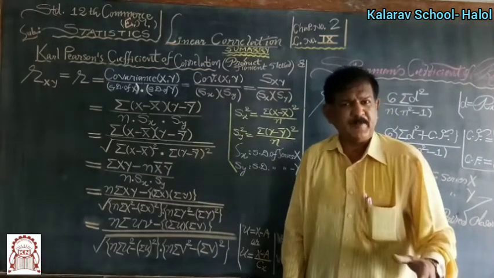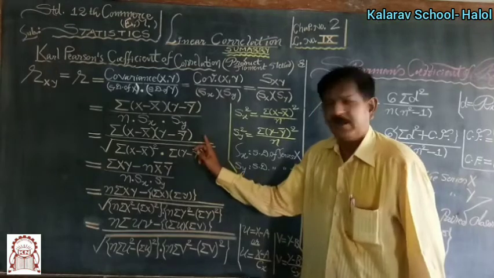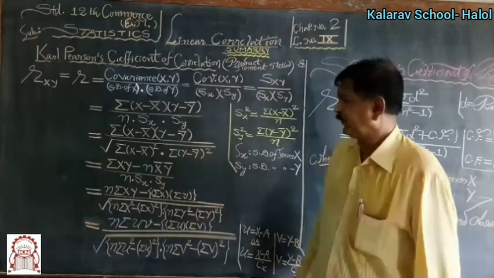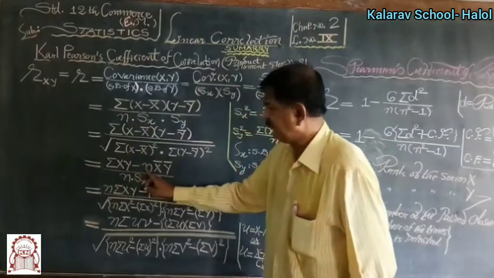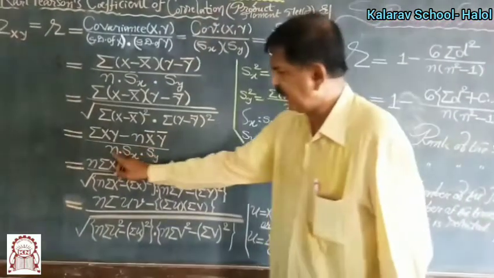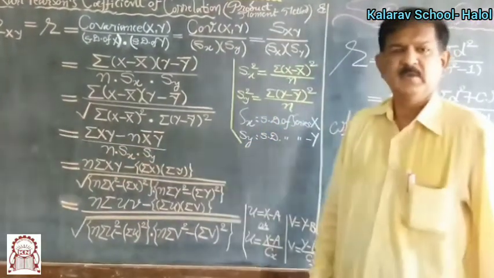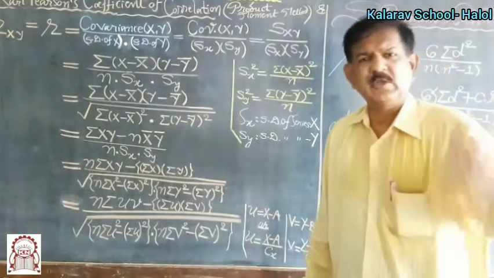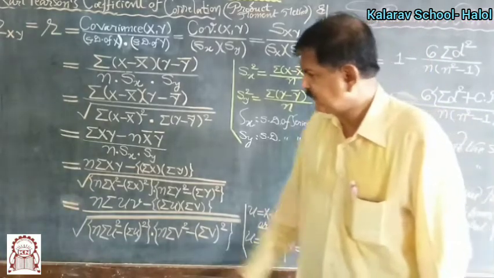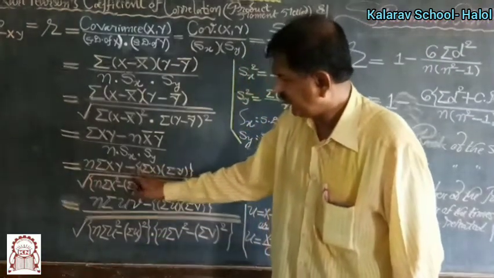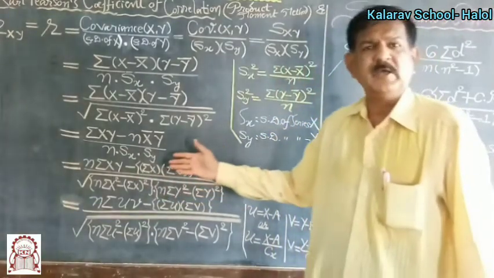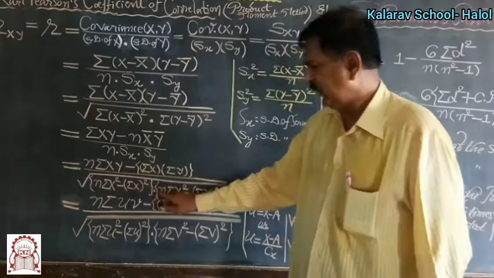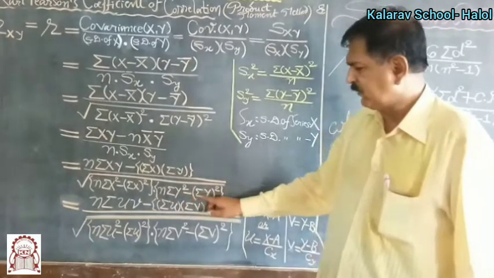Mind well, the point to be noted here is that this formula is applied only when x bar and y bar are both integer values. It is also given by sigma xy minus n times x bar y bar upon n times sx into sy. If the values are very small, the computation becomes easy. N times sigma xy minus sigma x into sigma y in the numerator, while in the denominator root of n times sigma x square minus sigma x whole square into n times sigma y square minus sigma y whole square.